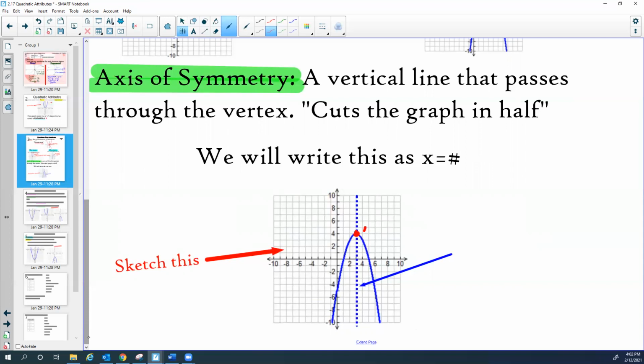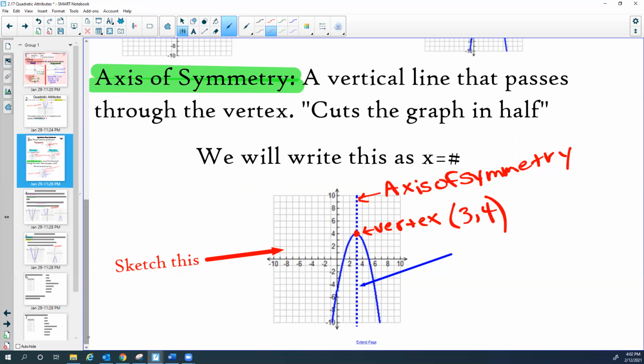So right here is my vertex. And then right here is my axis of symmetry. Hold on, spelling that wrong. There we go. Now, your vertex is always going to be written as a point. So for instance here, the vertex is (3, 4), while your axis of symmetry is going to be written as an equation. The equation is going to be x equals, what x value are you going through on that line? 3.